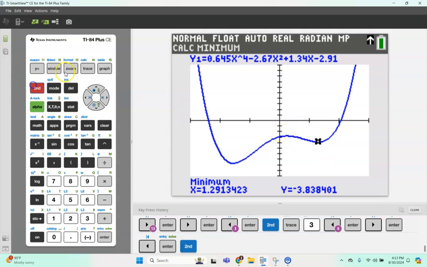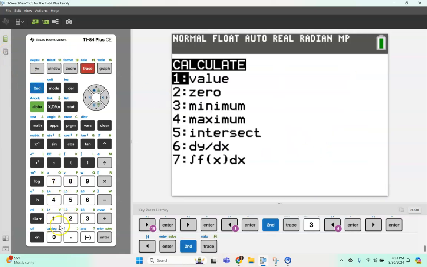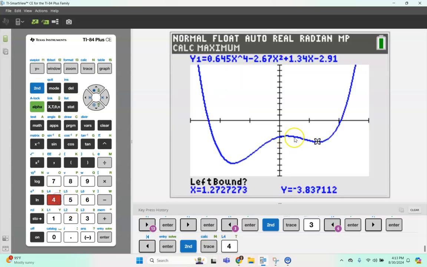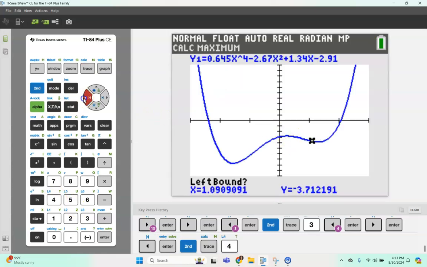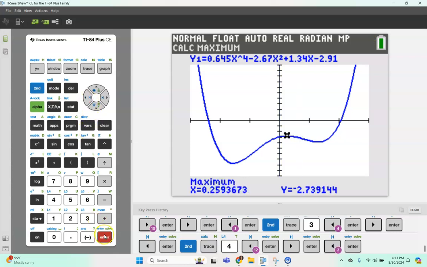All right, next, second, calc. I'm going to try maximum this time, local maximum right here. So go to the left of that max, somewhere there. Go to the right side of that max. Then, yes, there you go. So local maximum at 0.259.